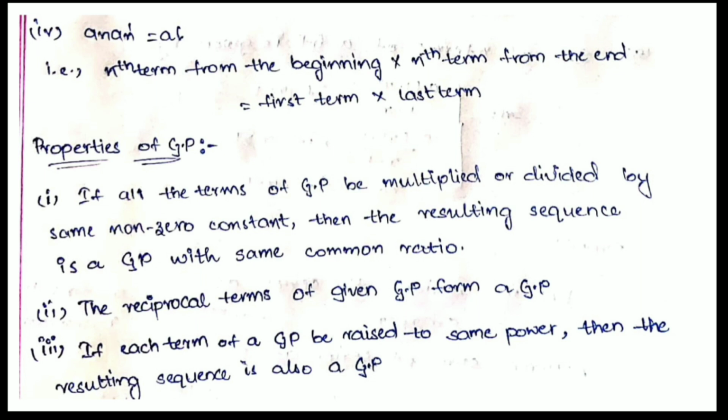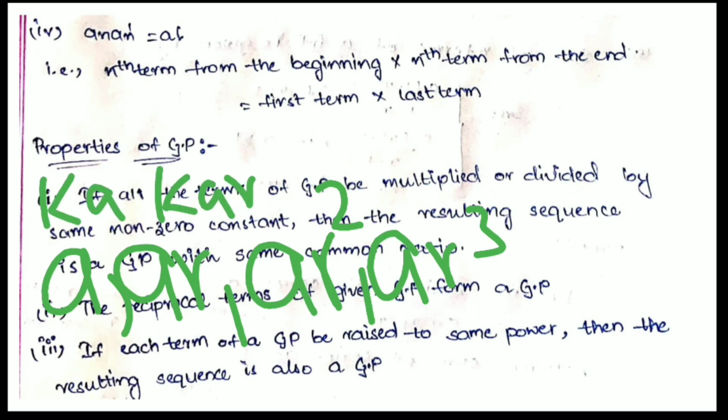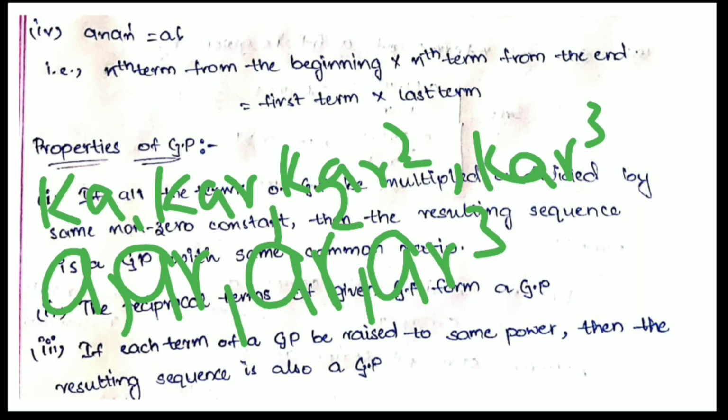Properties of GP. If all the terms of a GP are multiplied or divided by the same non-zero constant, then the resulting sequence is a GP with the same common ratio. Yes, we shall see: a, ar, ar square, ar cube. We are taking four terms like this, and let us multiply them with a constant: ka, kar, kar square, kar cube. When we multiply with a constant, we get these terms.